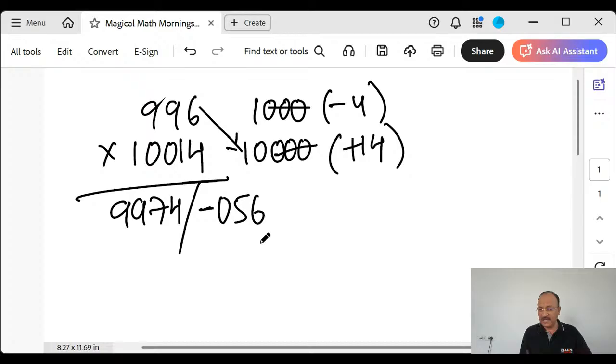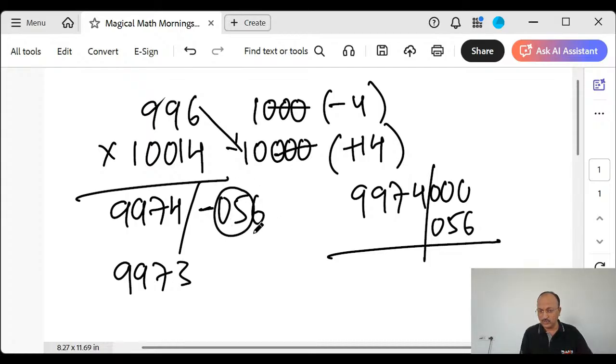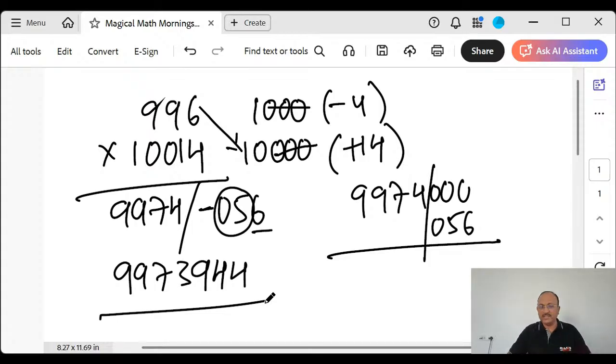But is it the final answer? No. What we have to do? We have to subtract with 3 zeros. From this, we have to subtract this. How do you do this? Nikhilam Sutra. 1 less than the one before, I will write 9973, and then I will write the 9's complement for these two and 10's complement for this. That is 944. This is the answer. Yes, 9973944. Yes, I think you people have understood this.